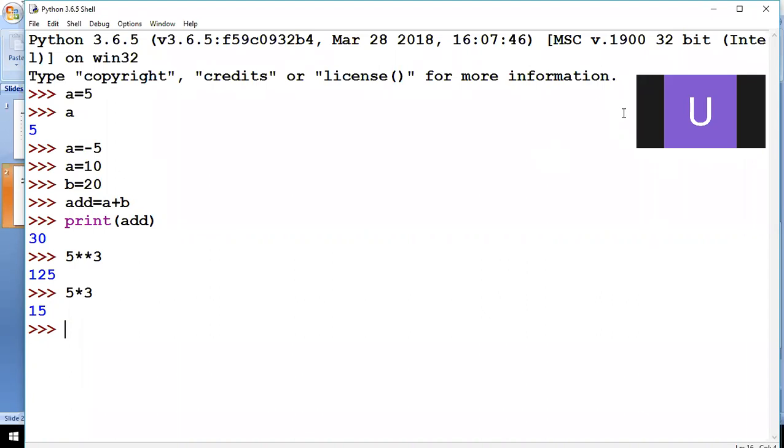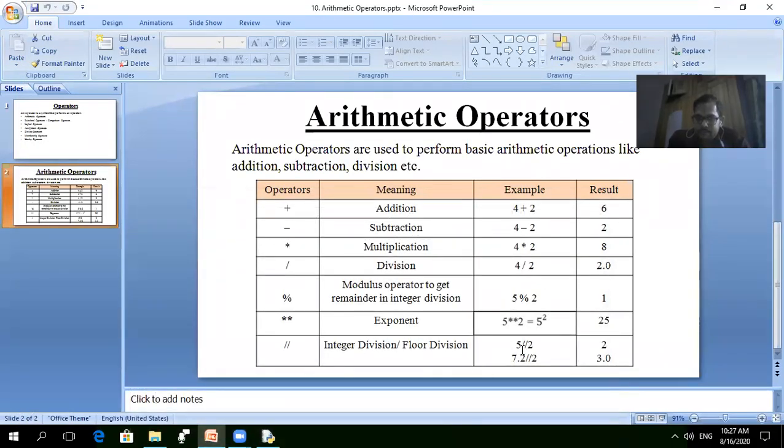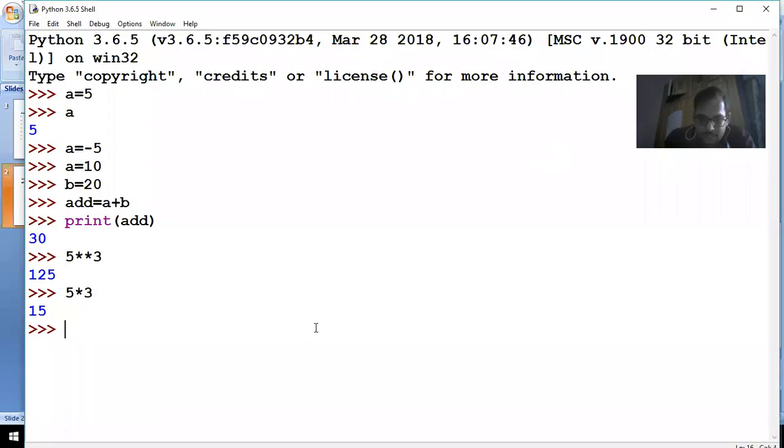If you write 1 asterisk sign like this, then the result is 15. Then the last one is 5 floor division by 2. So the result is 2. In that case, it will give the quotient. The double divide sign means floor division. Divide by 2, the answer is 2. That means it will return the quotient, in terms of integer.